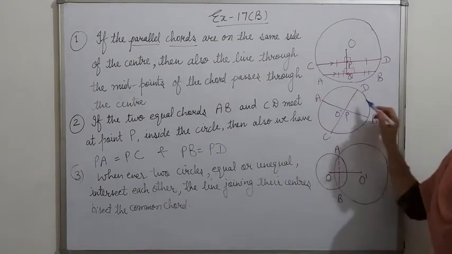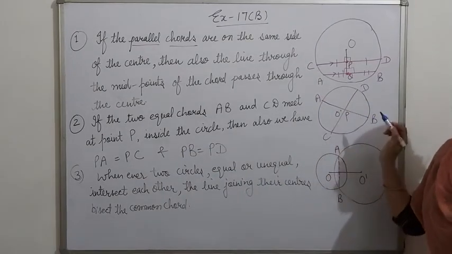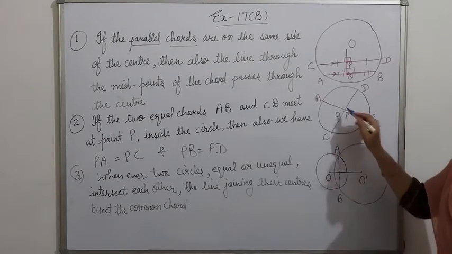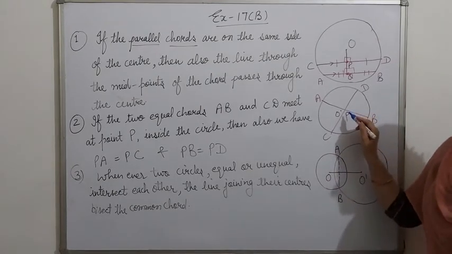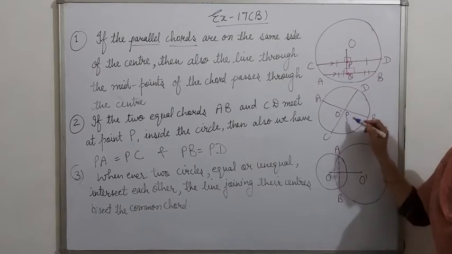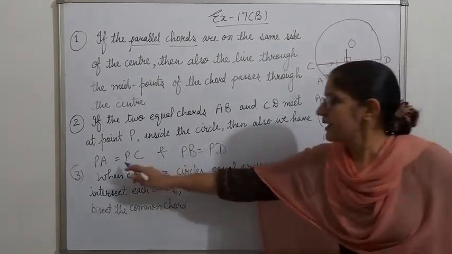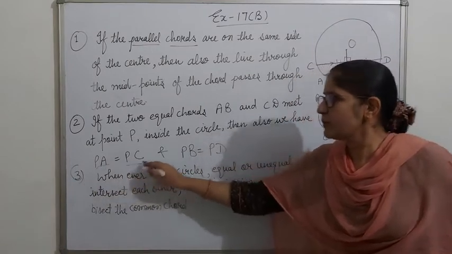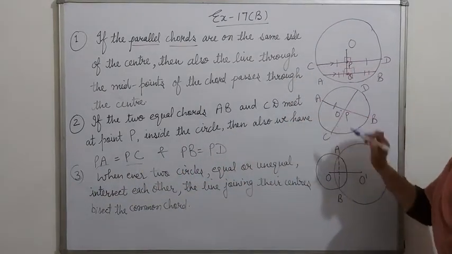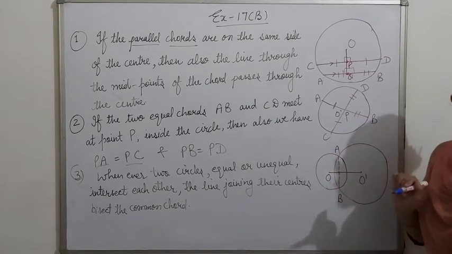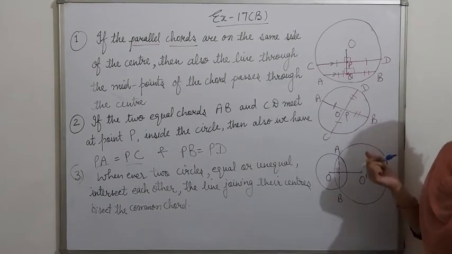Second one: if two equal chords AB and CD meet at a point in a circle, that is, both the chords are equal in length and they intersect at the point P, then PA will be equal to PC. This part PA will be equal to PC, and the remaining part will also be equal to the rest of the other chord.